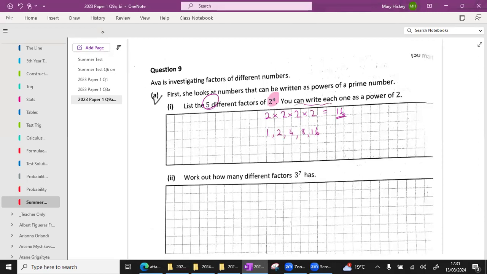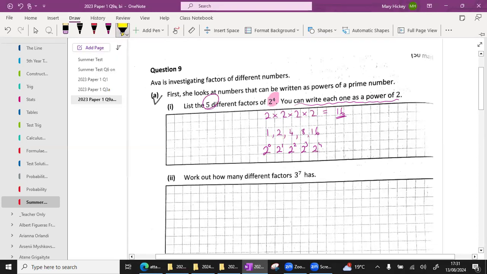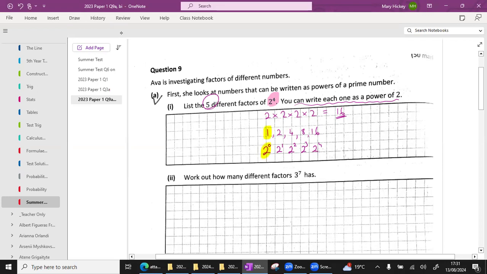Now, it does say you can write each of these as a power of 2. So 1 is 2 to the power of 0, 2 is 2 to the power of 1, 4 is 2 to the power of 2, 8 is 2 to the power of 3, and 2 to the power of 4 is 16. So the one to remember there that you might forget is that to get 1, it's always 2 to the power of 0. It's always whatever number to the power of 0. Anything to the power of 0 is 1.